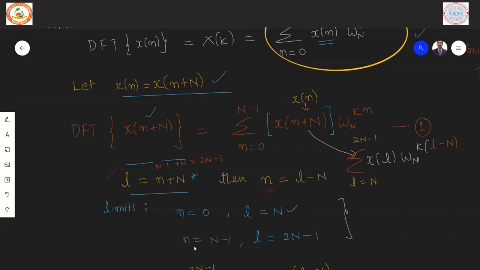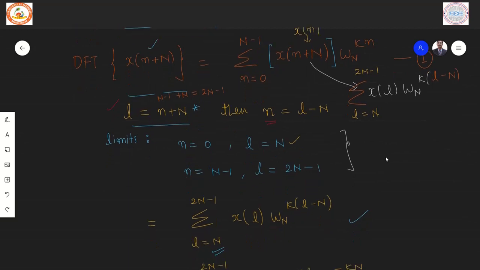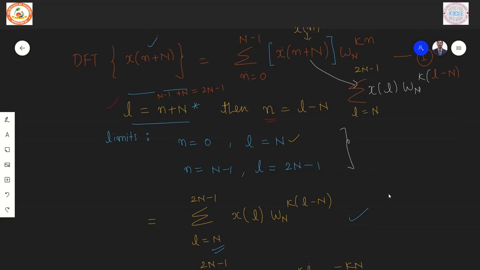Similarly, the upper limit originally was n is equal to capital N minus 1. On substituting this value in the above equation, we get L is equal to 2N minus 1. So limits are calculated, the substitution for n is defined, the substitution for n plus capital N is called L. Let us make all these changes in the above equation. Therefore, the summation now takes the form L between capital N to 2N minus 1 x of L, because L is the replacement for n plus capital N, W_N raised to k times L minus N. So this change has taken place.